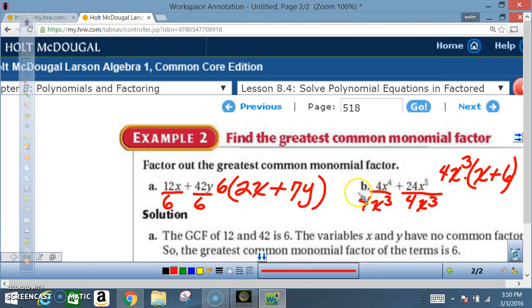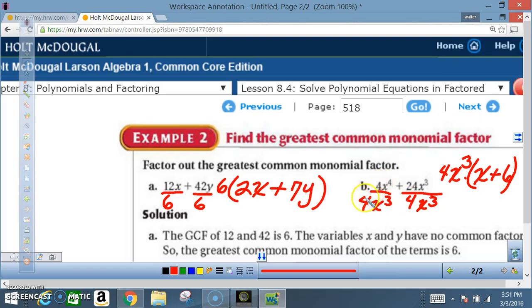Let's go to B. I got 4x to the 4th plus 24x cubed. What number is it that can go into both 4 and 24? The greatest number is going to be 4. I got x to the 4th and I got x to the 3rd. I noticed that my bases are the same. So therefore, I pick the one with the smallest exponent. In this case, it's going to be x to the 3rd.